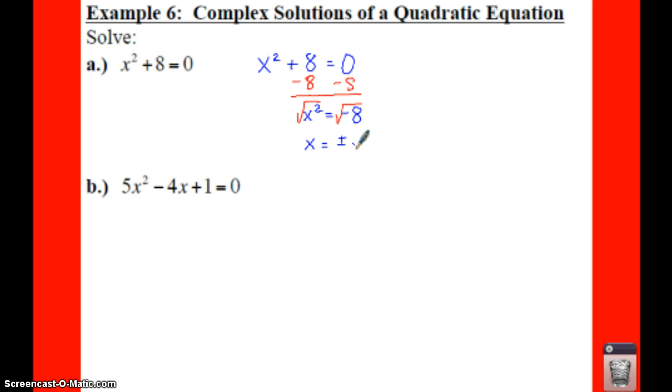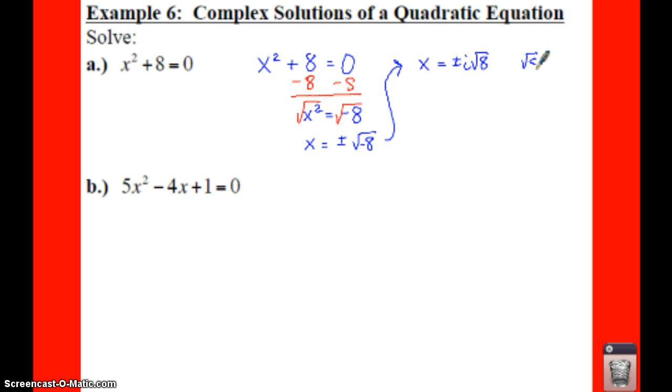A plus or minus radical negative 8. Now from here, you need to bring the negative out as an i. So you have plus or minus i radical 8. And anytime you have a radical, you have to see if you can reduce it a little bit further.